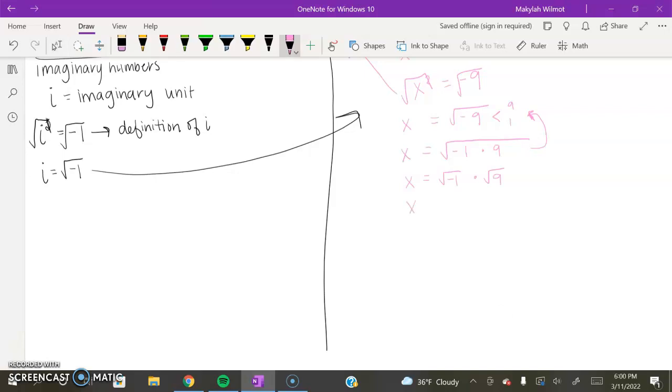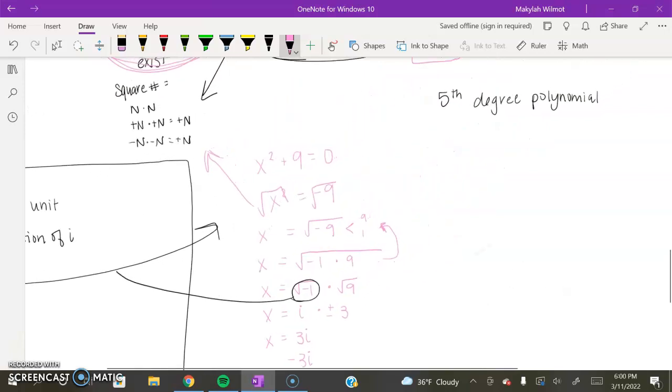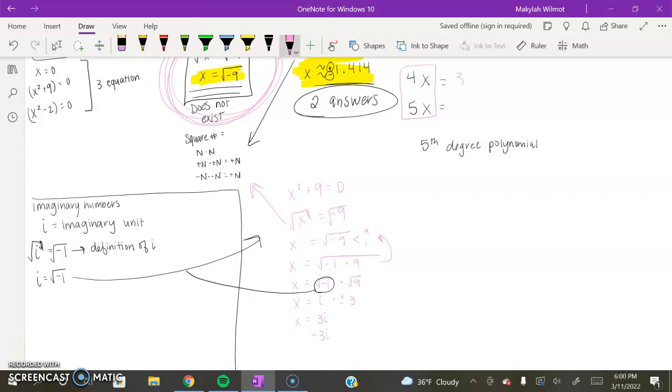So that means x is equal to, remember, we learned that this goes back to i, the square root of negative 1, times the square root of 9, which is plus or minus 3. So that means x equals 3i or negative 3i, which means that would be our answer right here.